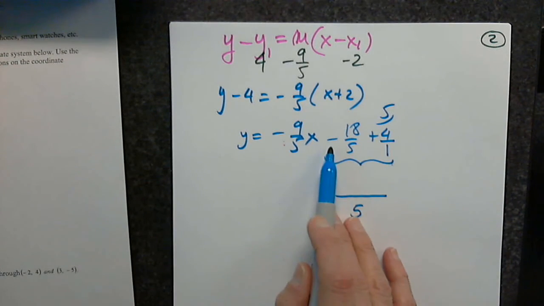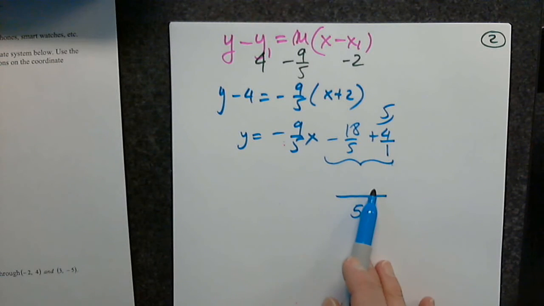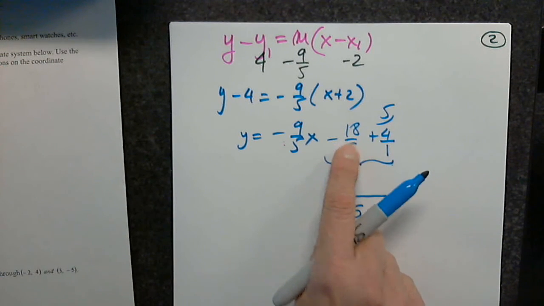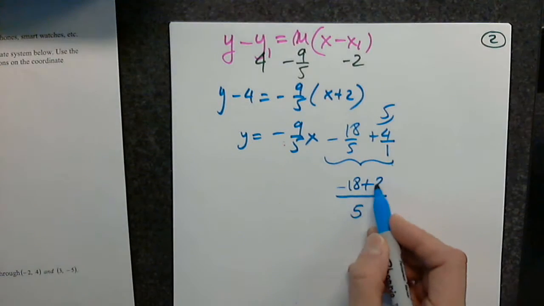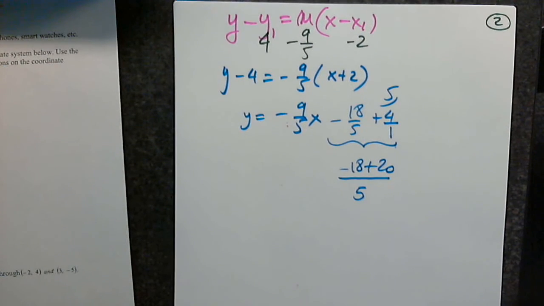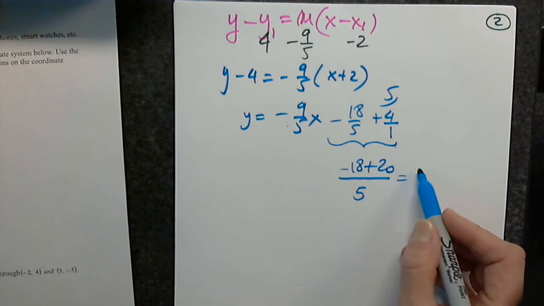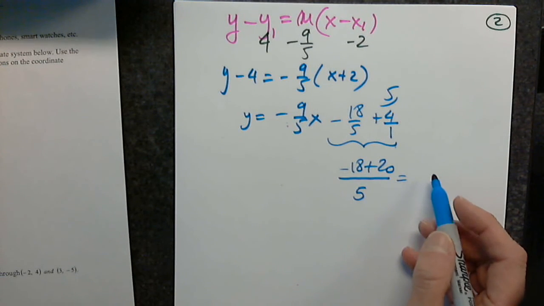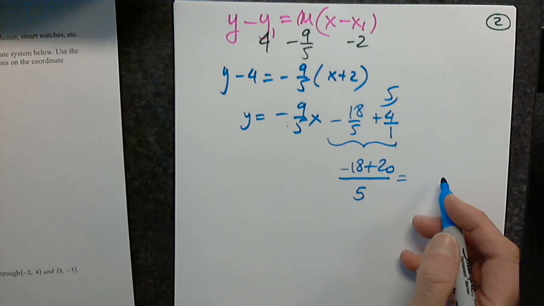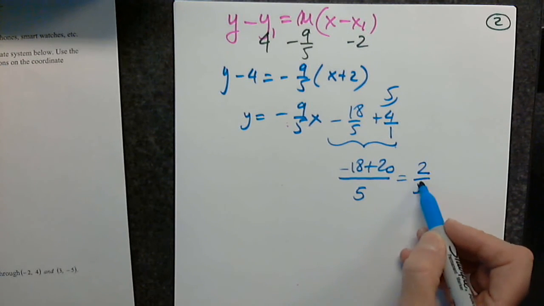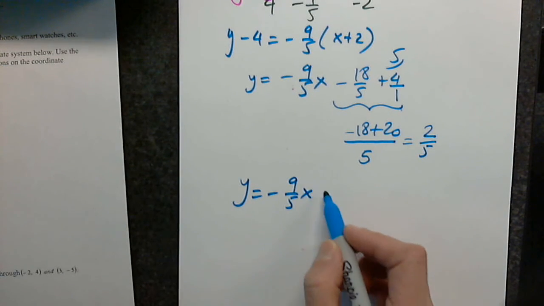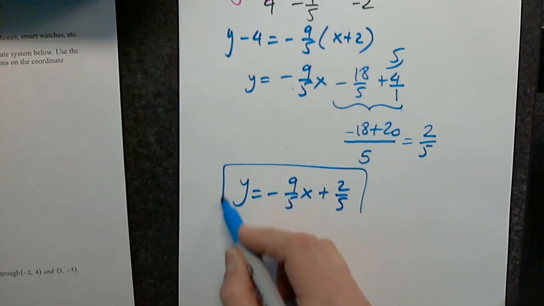So then, what will you dictate for the numerator? -18 first. Yes, -18 plus 20. And that will give us what? That's okay. You have $20 and you give me 18. How many are you left with? 2. So then y equals -9/5 x plus 2/5.